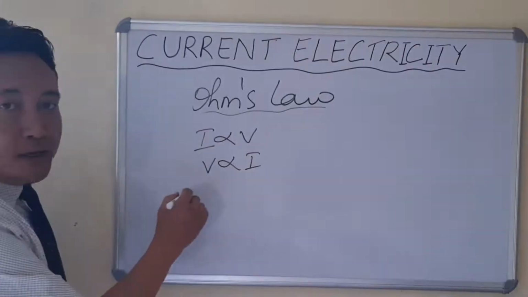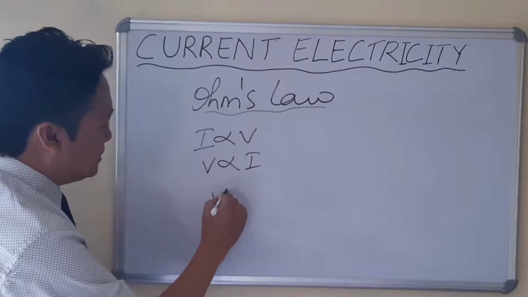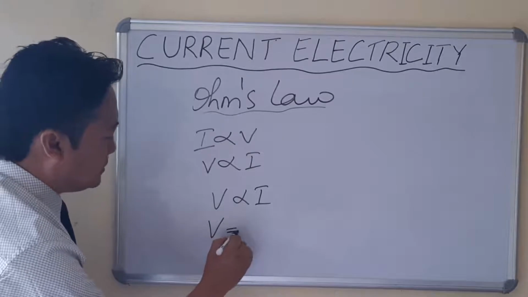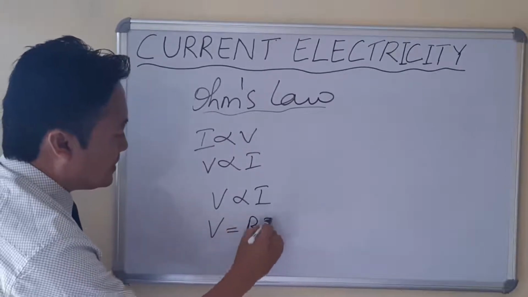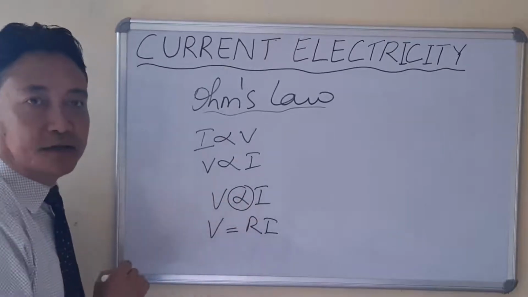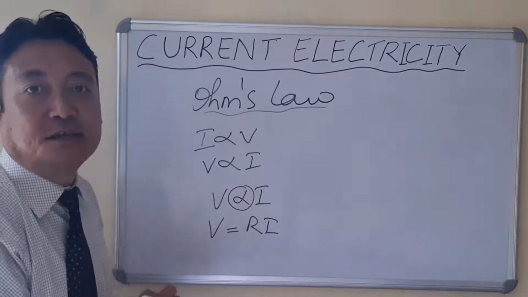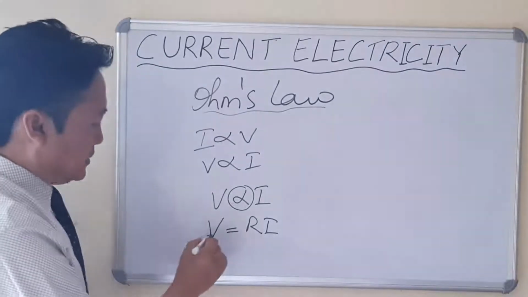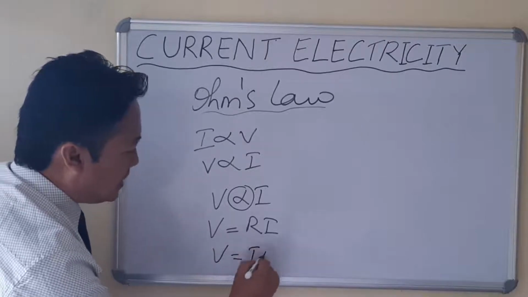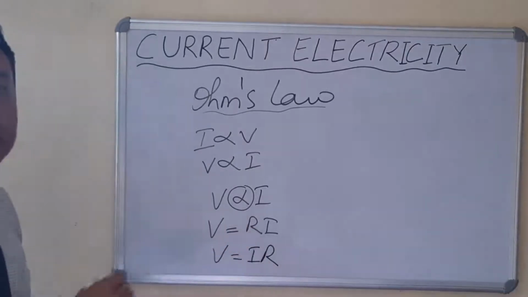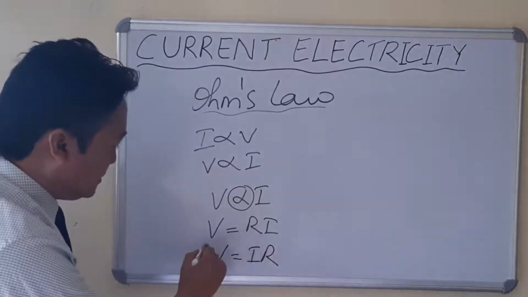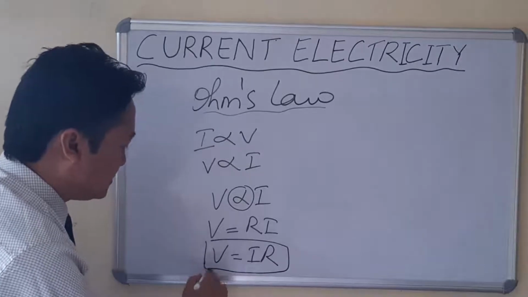Now from here, I can write V is proportional to I, or V equals RI. This sign of proportionality is written as R, and this R is a constant, known as resistance. So I can write V equals RI, or V equals IR. Why am I writing IR? Because I am writing in alphabetical order: first comes I, then comes R. So V equals IR. This is Ohm's law.